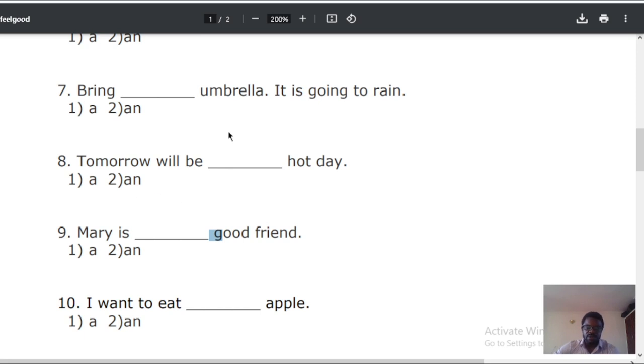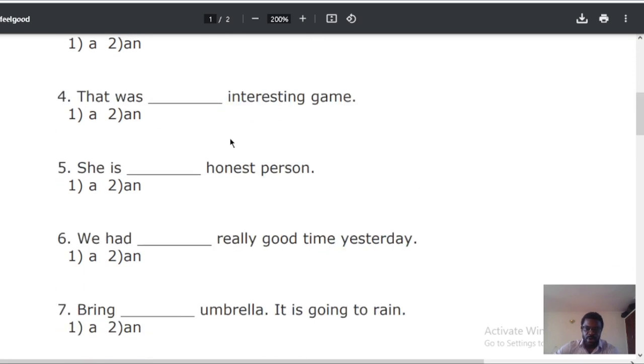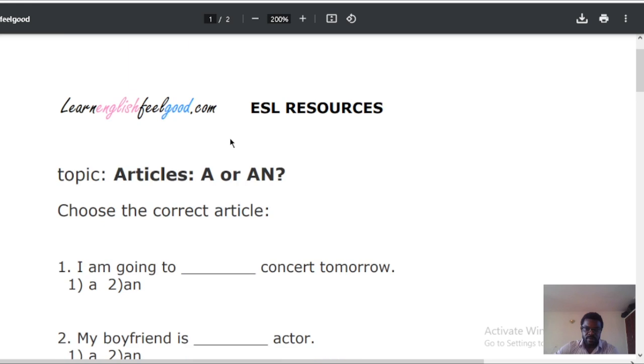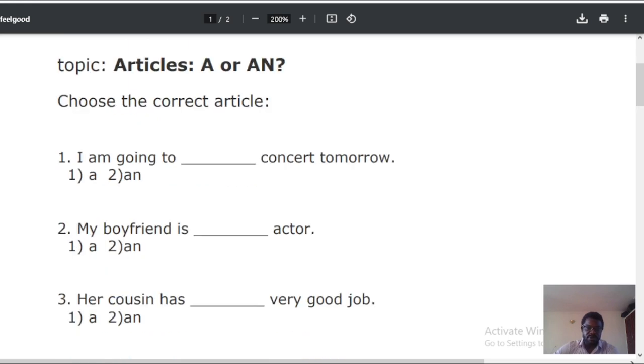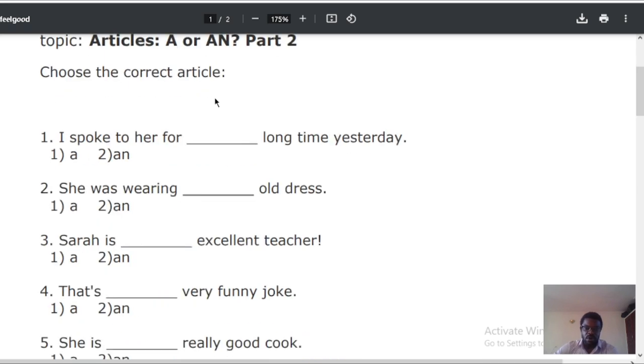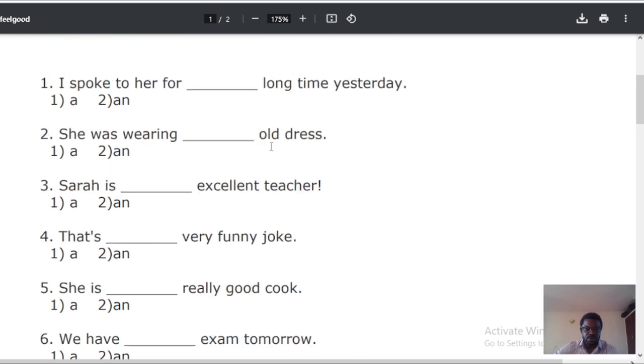Okay, let's go over. This one is going to be, you do this one right away. Then after that, this is going to be your homework. Choose the correct article. I spoke to her for a long time yesterday, because L is what? A consonant.